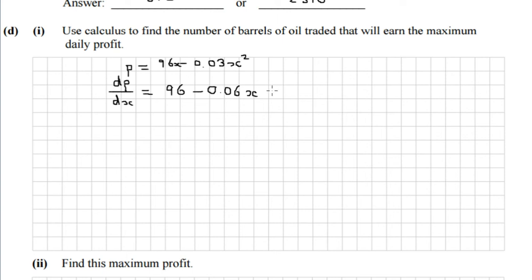What you're then going to do is let this equal to 0. Remember, you differentiate your function and let it equal to 0. And then you're going to solve it for x. So minus 0.06x is equal to minus 96. And then you can multiply both sides by a minus there if you want. So 0.06x is equal to 96. And then just divide the 96 by the 0.06.